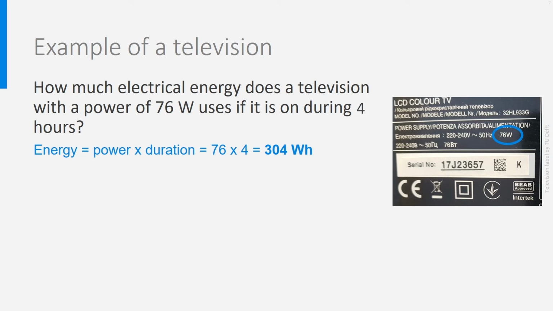Let's take now the example of a television with a power of 76 watt. You can see this wattage on the label on the back of your television. How much would it use if it is on for 4 hours? Well, power times time is 76 times 4 equals 304 watt-hour.